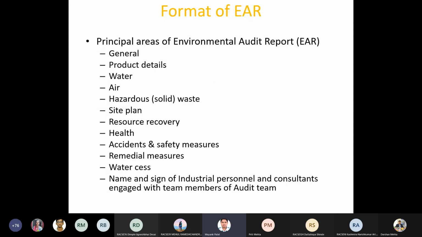Then you can mention by auditing. So in general aspect we have already discussed. It is regarding.